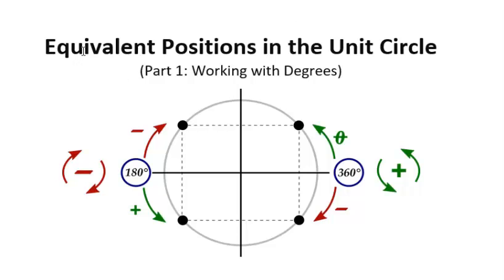Okay, we're gonna find equivalent positions of angles in the unit circle. Basically, what we're trying to do is find, for each one of these marks that you can see here in dark color, which angle is this one, which angle is this one, which angle is this one, and so on. They all have something in common: the reference angle is the same.